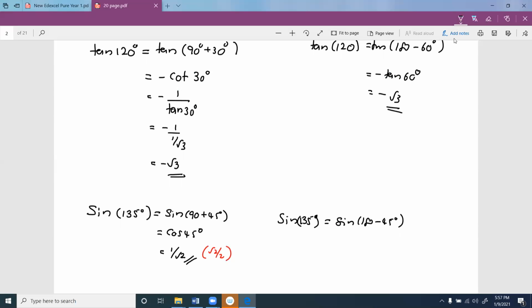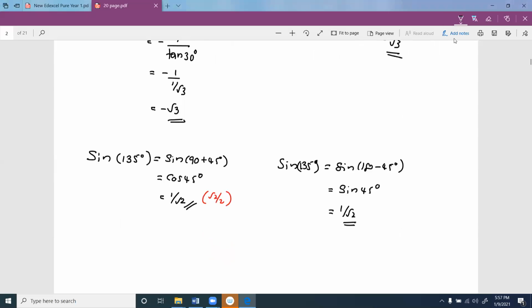Then sine 180 minus 45. Sine 180 minus theta is sine theta, so sine 45. Sine 45 is again 1 over root 2. So you can refer to the table and get this answer. Whatever approach you use, you get the same answer. Right. Let's go ahead with another question and see.